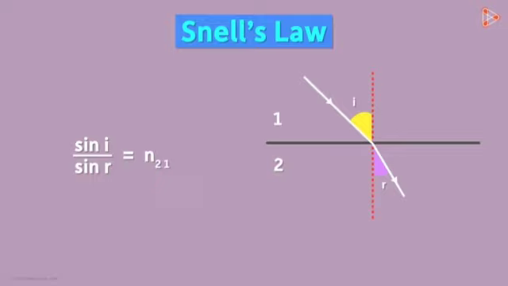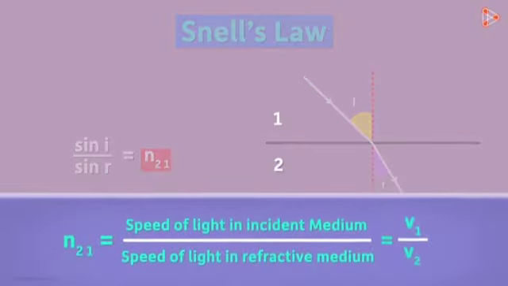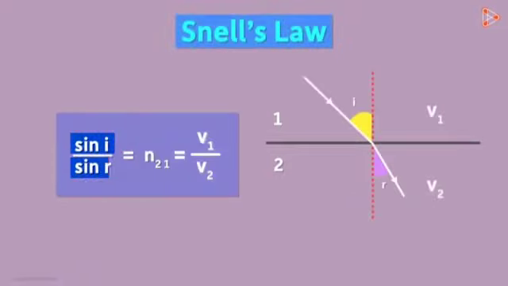In the previous video, we'd seen what n12 means. It is equal to the ratio of the speed of light in the incident medium to the speed of light in the refractive medium. So we can also say that sin i over sin r is v1 over v2.